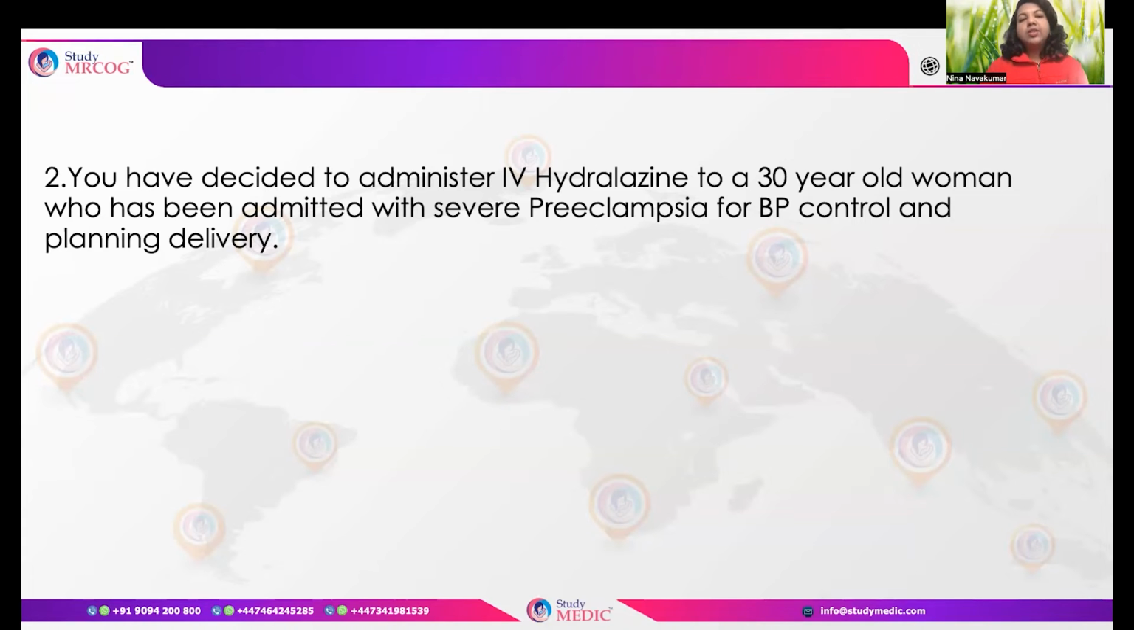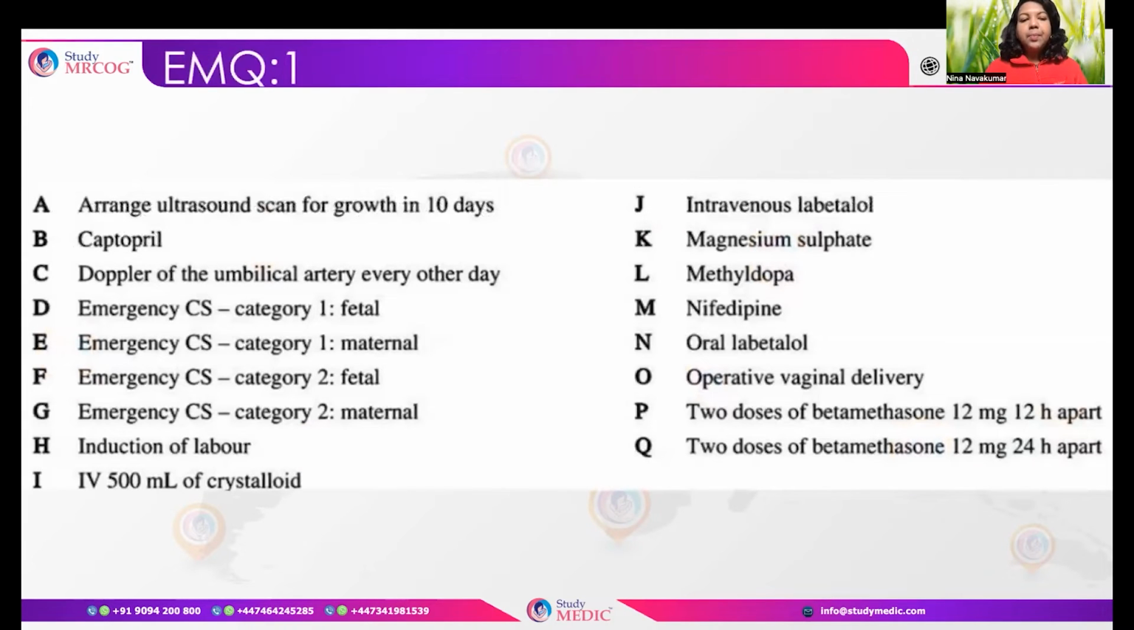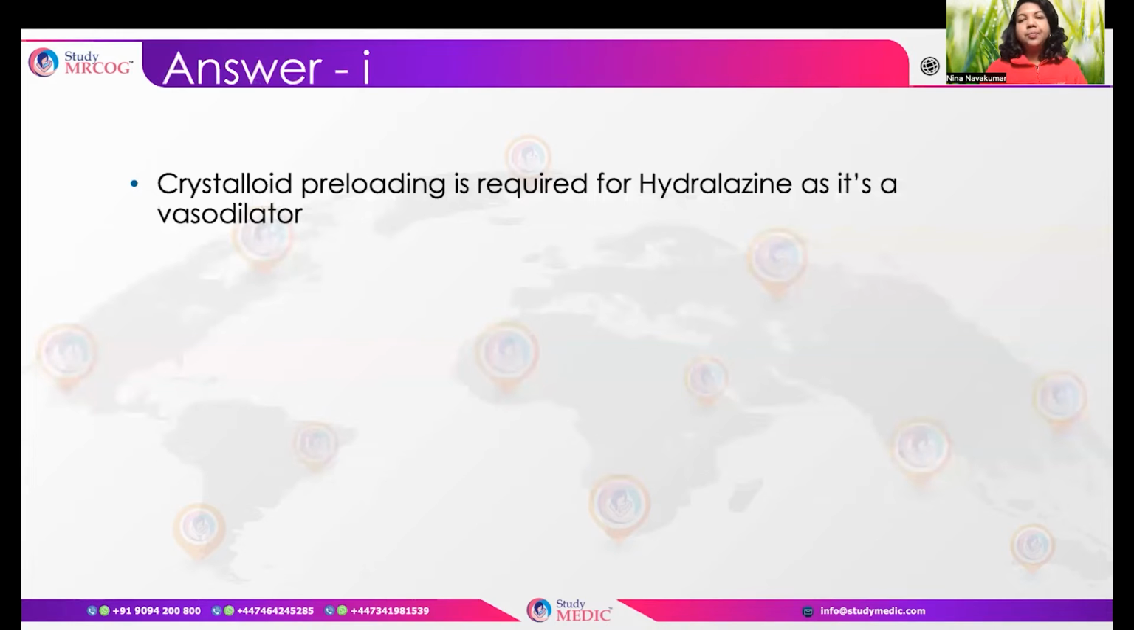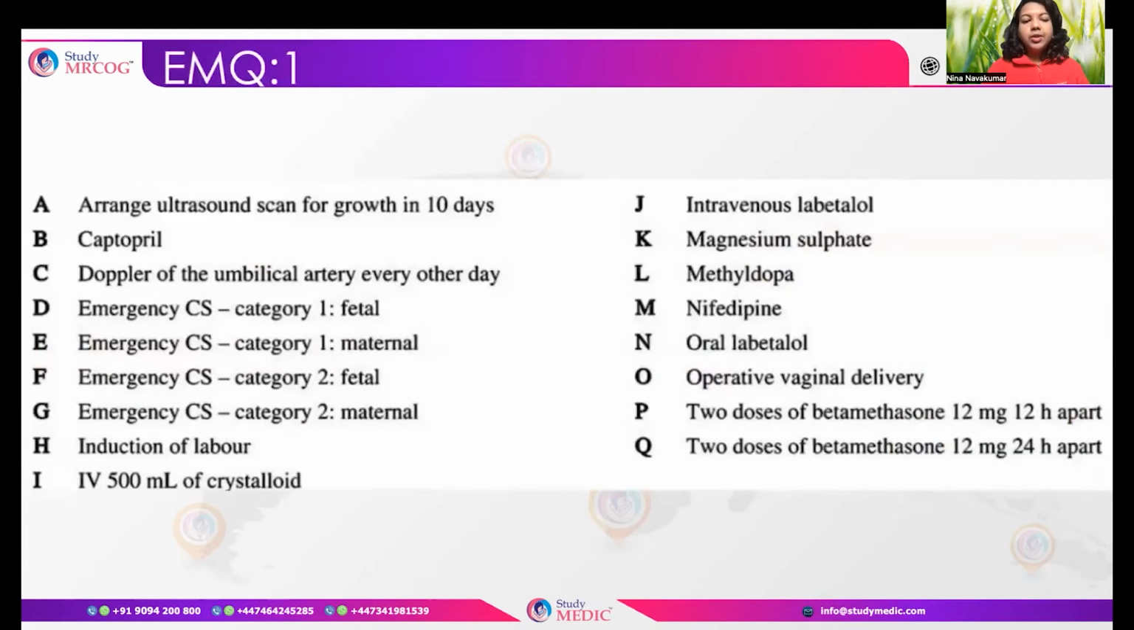IV hydralazine is an arterial vasodilator, and it is a smooth muscle relaxant. So there can be a sudden drop in blood pressure when we give especially the intravenous preparation of hydralazine. So we should always be cautious. It is always better to preload the woman with crystalloids. So before you proceed with IV hydralazine, crystalloid preloading is required as it is a vasodilator. And so the option here would be intravenous 500 ml of crystalloid, option I.